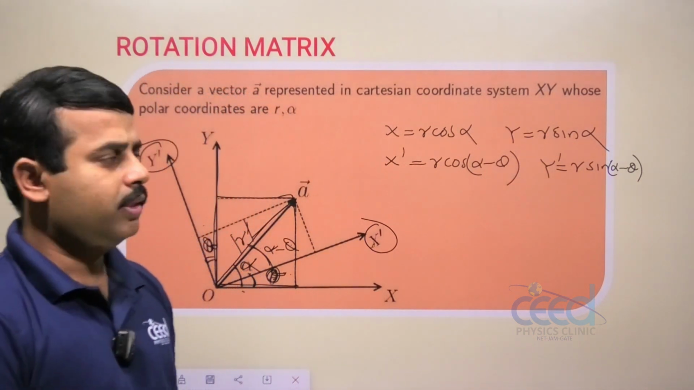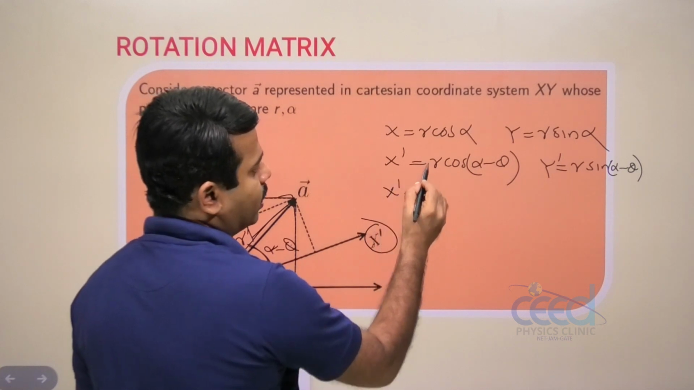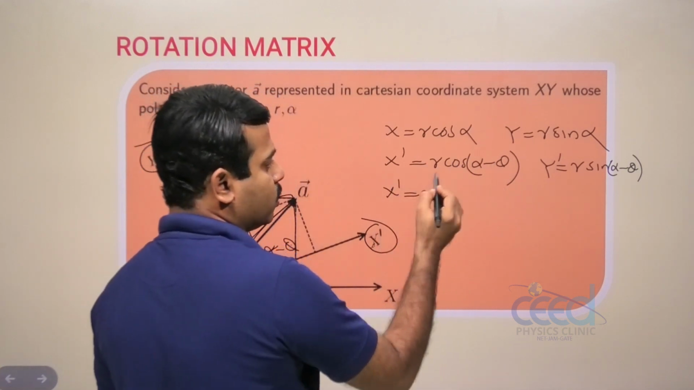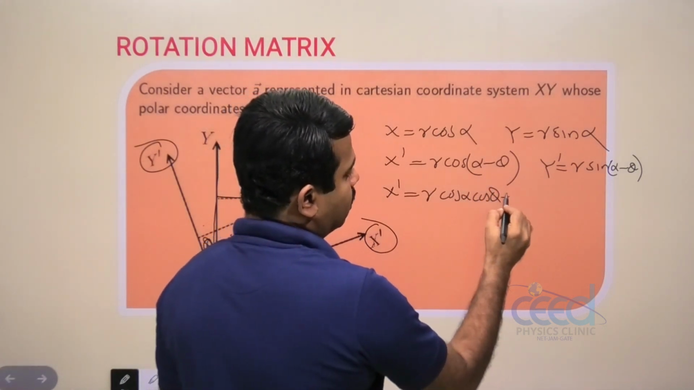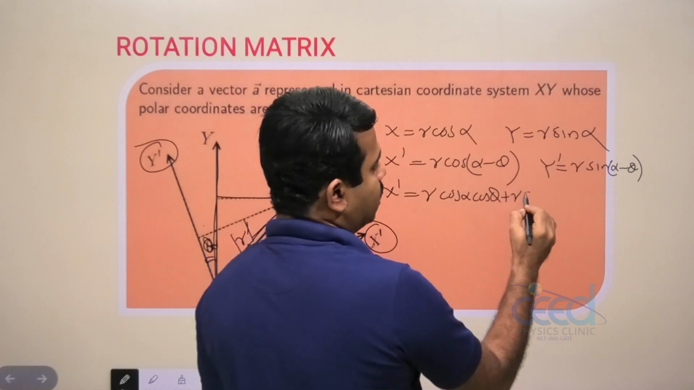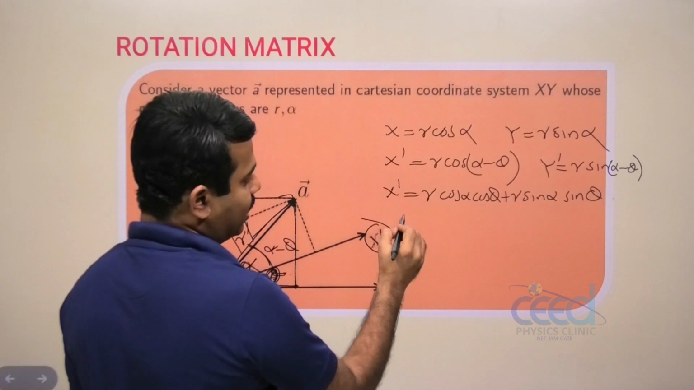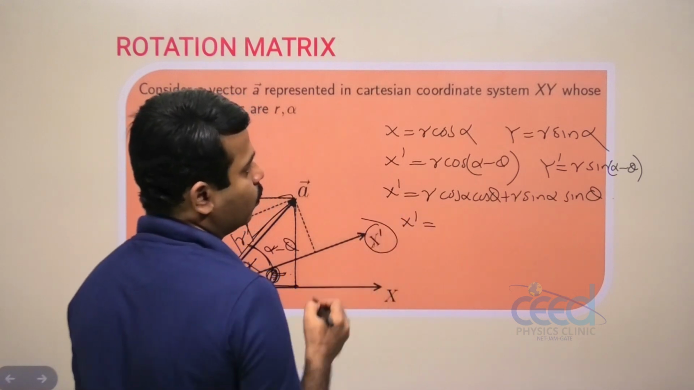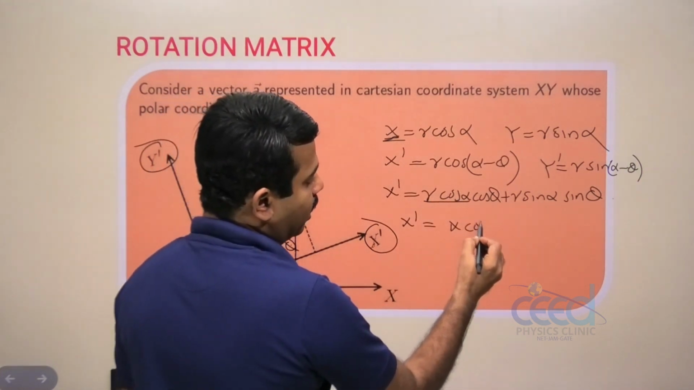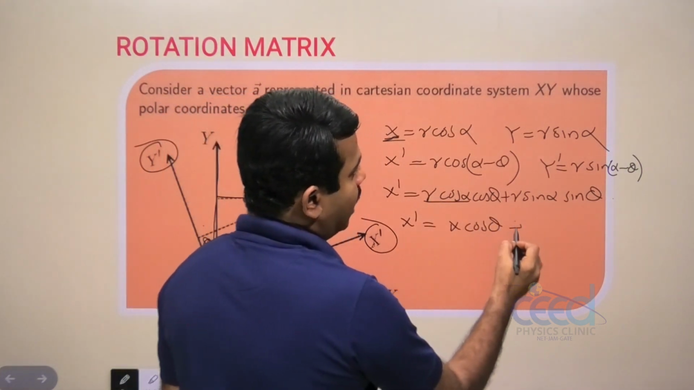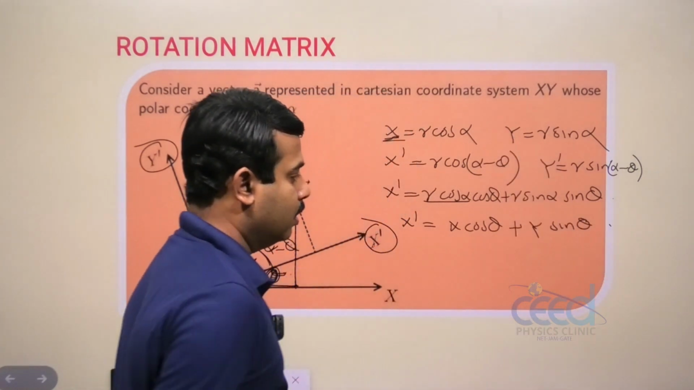Understood? Now, using the trigonometric identity, you can expand this. Cos of a minus b is cos a cos b plus sin a sin b, so r cos alpha cos theta plus r sin alpha sin theta. Now I can write x dash is equal to, this r cos alpha is already x, so x cos theta plus r sin alpha is already our y, so y sin theta.